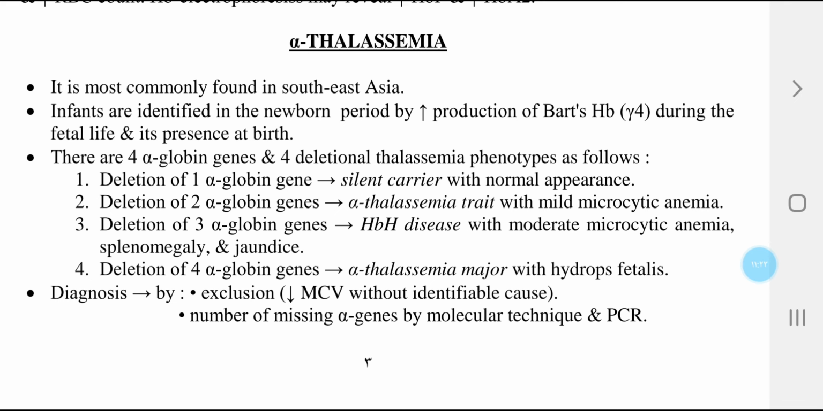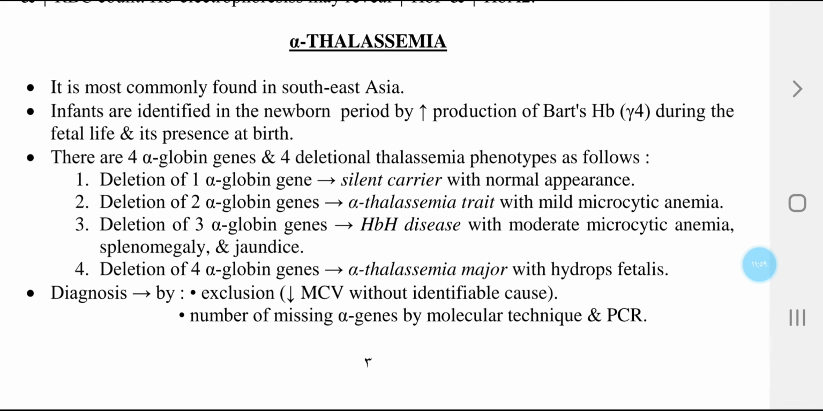There are 4 alpha globin genes and 4 deletional thalassemia phenotypes as follows. First, deletion of 1 alpha globin gene leads to silent carrier with normal appearance. Second, deletion of 2 alpha globin genes leads to alpha thalassemia trait with mild microcytic anemia. Third, deletion of 3 alpha globin genes leads to hemoglobin H disease with moderate microcytic anemia, splenomegaly and jaundice. Fourth, deletion of 4 alpha globin genes leads to alpha thalassemia major with hydrops fetalis.